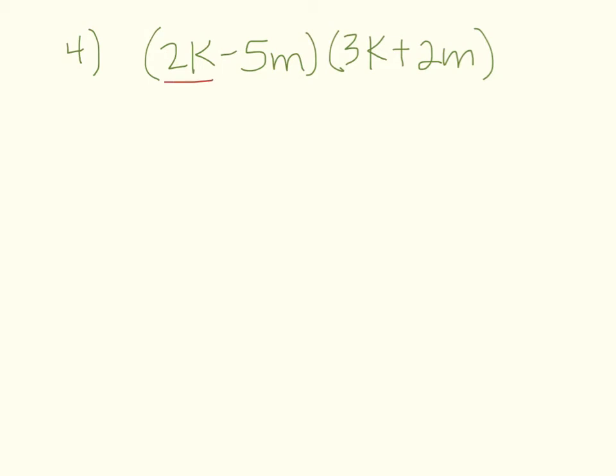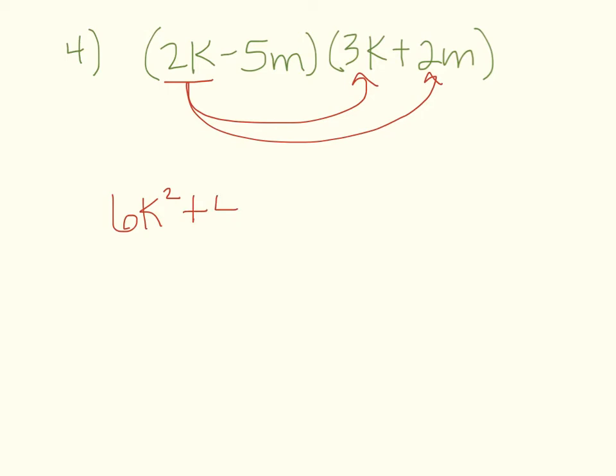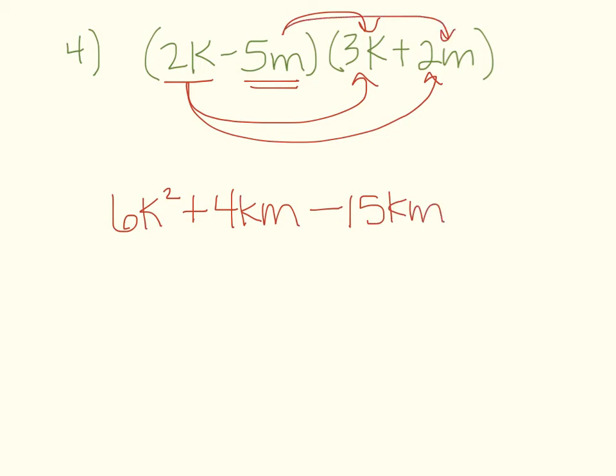So let's start with our 2k. 2k times 3k is 6k squared. 2k times positive 2m is positive 4km. So 2 times 2 is 4, and then the k and the m get carried. Now I'm not done. I've got to go back and I've got to take everything times the negative 5m. So negative 5m times 3k is negative 15km. Negative 5m times positive 2m is negative 10m squared.